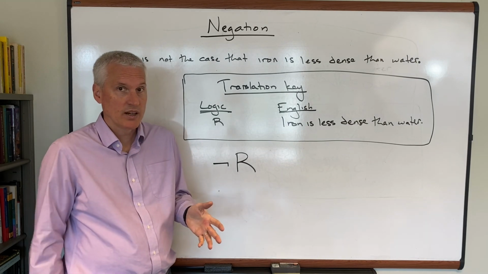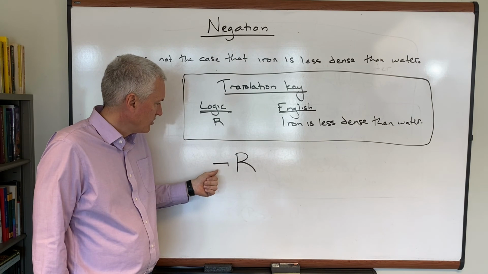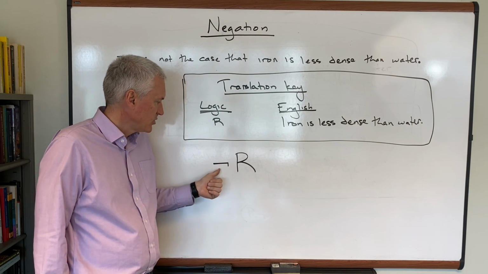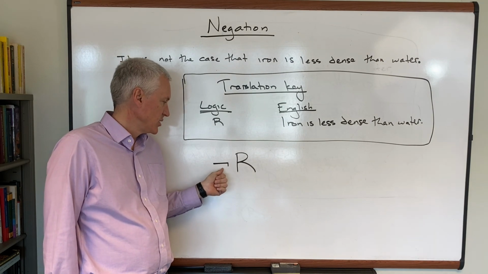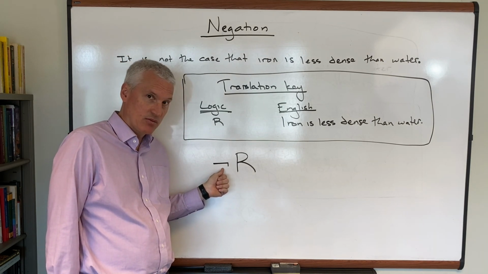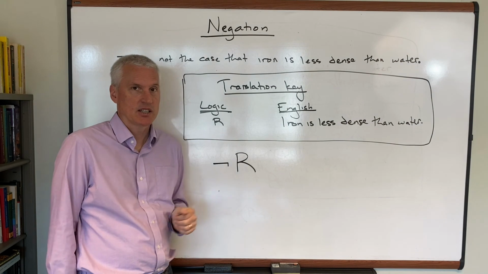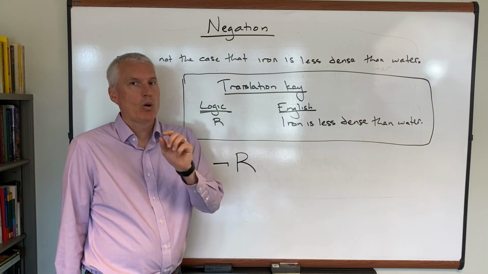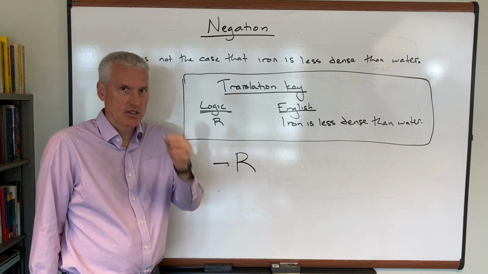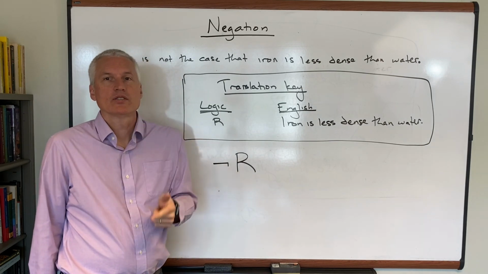Very simple, right? We have any sentence, and I can say it is not the case by putting what we call a negation in front of it, this line with a little down tick at the end. That's the negation symbol. What we have to do now, always, when we say something like that, is say what the syntax is and what the semantics is.